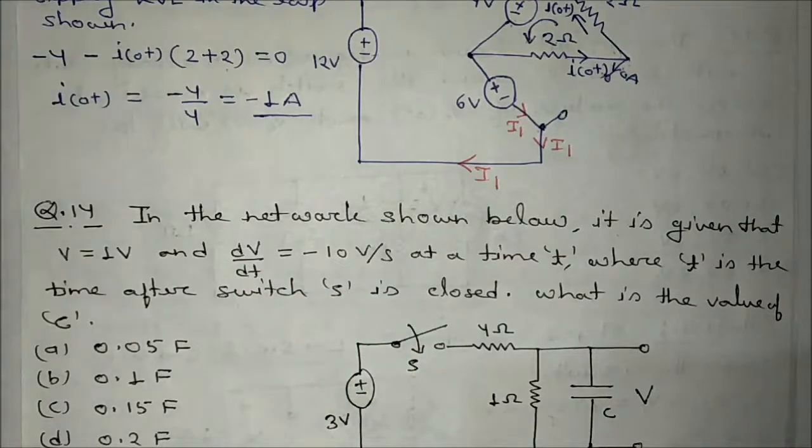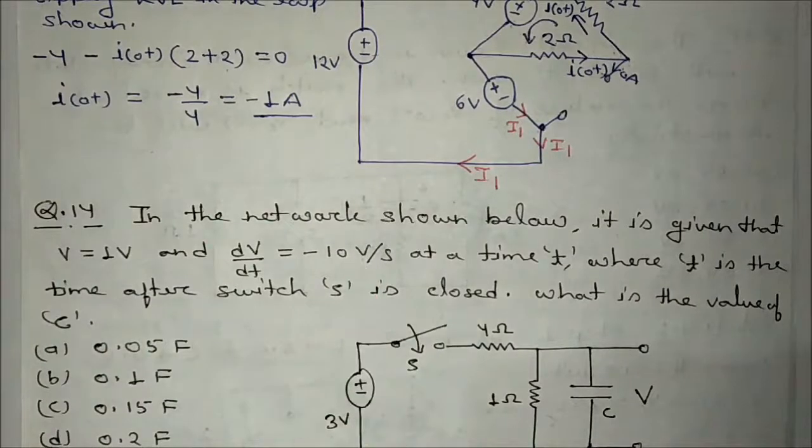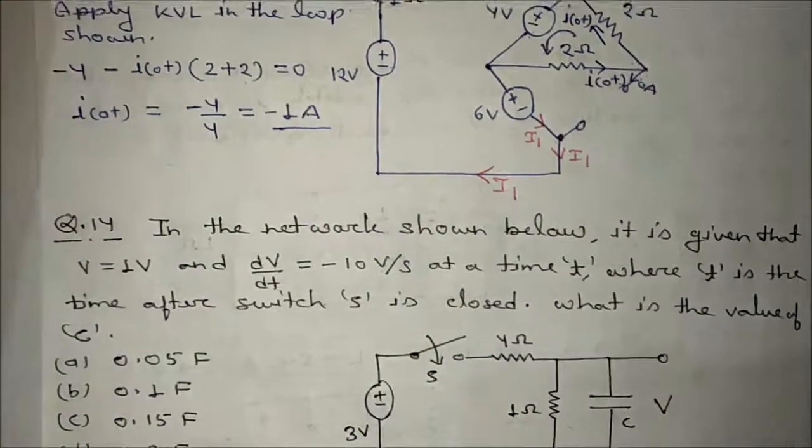And before switching, what is happening? I don't know the value of V. These values have all been given for what? After switching. That means at the t is equal to 0 plus condition. So we will apply the same procedure. Okay, so what is step 1?